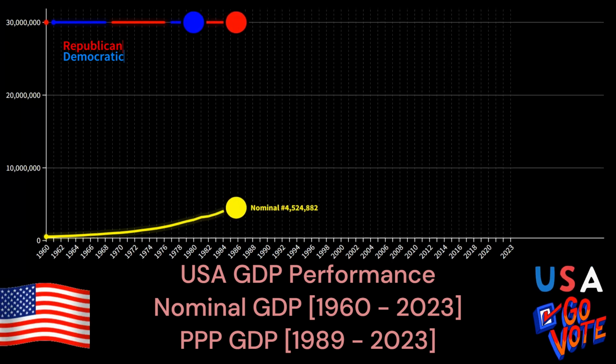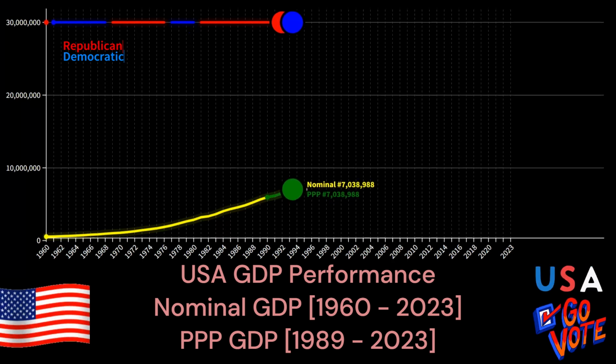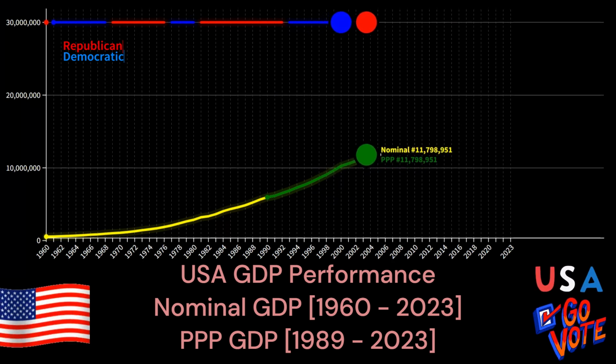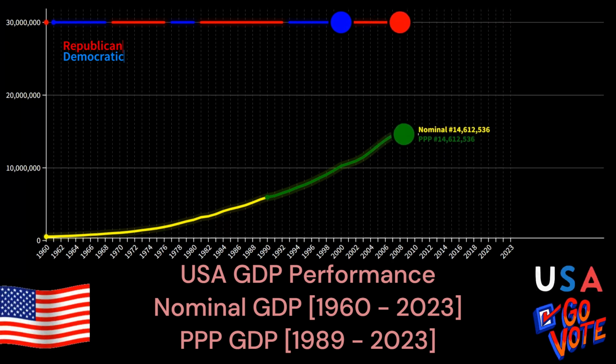Here in this graph, the yellow line is the nominal GDP value and green is the PPP GDP value. For those who don't know, the difference between PPP and nominal GDP is this: nominal GDP is the total value of all goods and services produced in a country, measured using current market prices and exchange rates. It's useful for comparing the economic size of different countries.